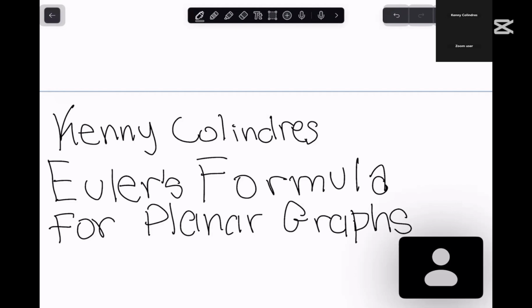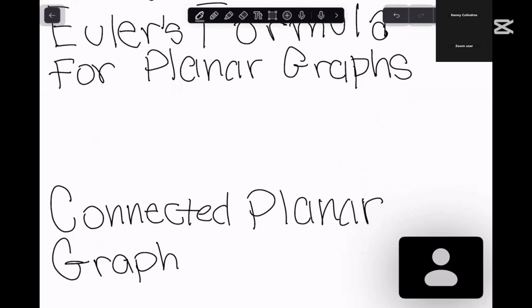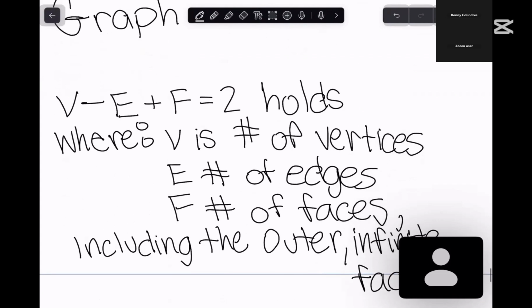Hello everyone, I'm Colindres, and I will cover Euler's formula for planar graphs. The formula states that for any connected planar graph, the relationship V minus E plus F equals 2 holds, where V is the number of vertices, E is the number of edges, and F is the number of faces or regions, including the outer infinite face.